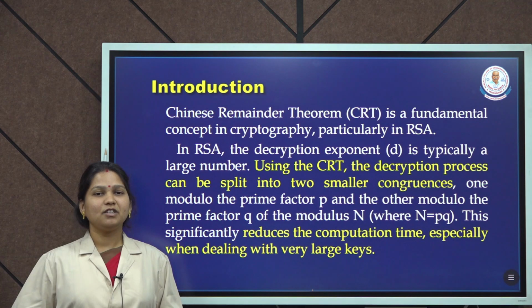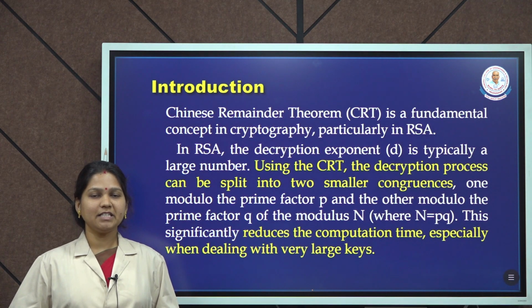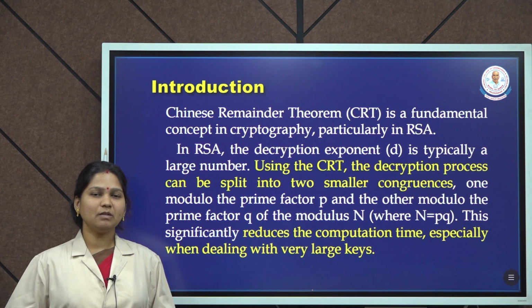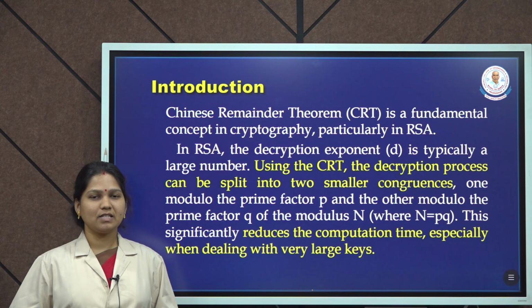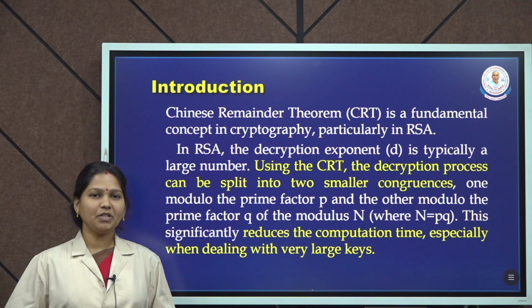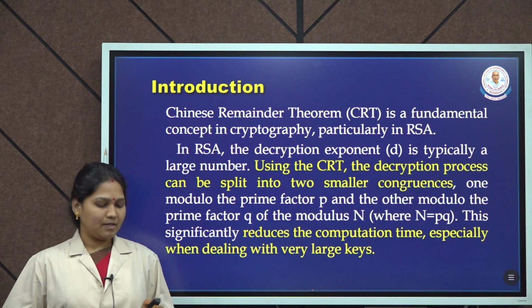Chinese Remainder Theorem is a fundamental concept in cryptography, especially in RSA. In RSA, the decryption exponent is a very large number. So we use the Chinese Remainder Theorem during the decryption process to split the number into two small congruences. That helps to reduce the computational time in RSA.